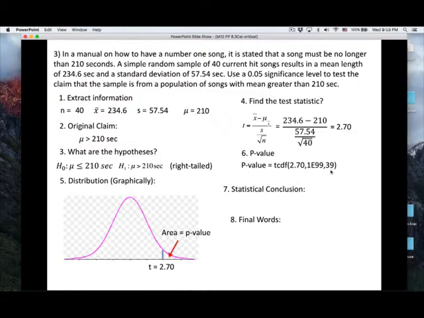And then you need to add the degree of freedom. Degree of freedom will be n minus 1. So that will be 40 minus 1, which is going to be equal to 39. So now I want you guys to use your calculator. Use the second bars, find your TCDF. And then find out what is your p-value here.